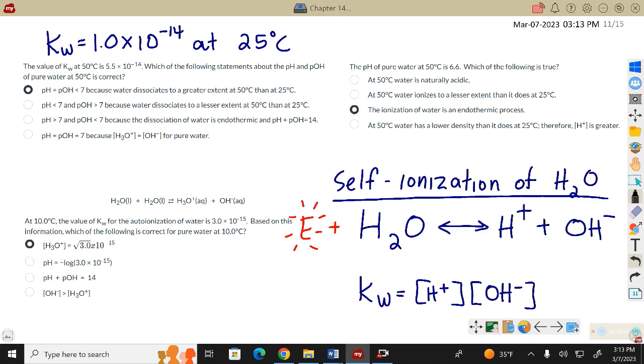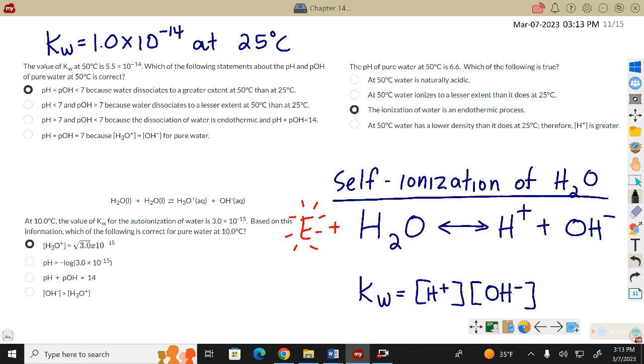The top example on the left gives me the Kw at 50 degrees. Now in the packet they give you the Kw at 25 degrees as 10 to the negative 14th. So here at 50 degrees the K is greater. The Kw is going to be a product of those ion concentrations. It's technically products over reactants, but we don't include the neutral liquid water. So it's really just the product of the hydrogen and hydroxide ion concentrations. If Kw increased at an increase in temperature, it must mean that it's an endothermic process, because if I increase the temperature, I'm adding energy.